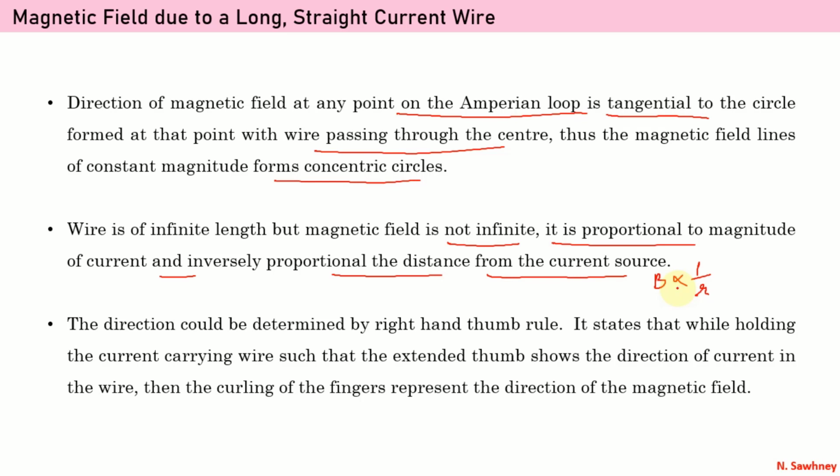Also, the magnetic field lines have no starting point or end point, but they form closed paths, unlike in electrostatics, in which the field lines have a starting point at the positive charge and end point at the negative charge, and the direction of these magnetic field lines is determined by right hand thumb rule. It states that while holding the current carrying wire such that the extended thumb shows the direction of the current, the curling fingers represent the direction of the magnetic field.